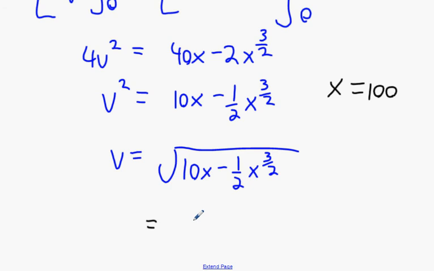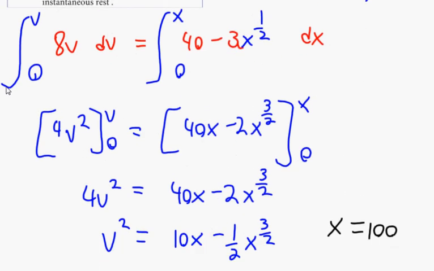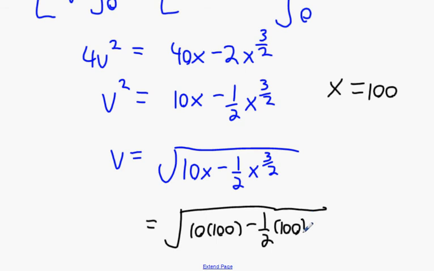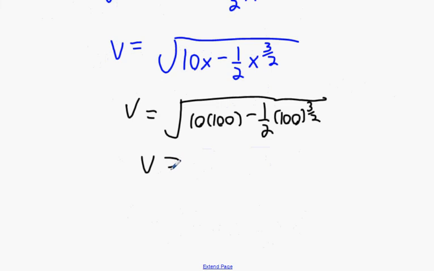Oh yeah, I did it a different way. So it's 10 times 100 minus a half times 100 to the power of 3 over 2. Anybody want to tell me what that is? I'm just going to say it's 10 root 5, or 22.36. Will somebody verify that for me?